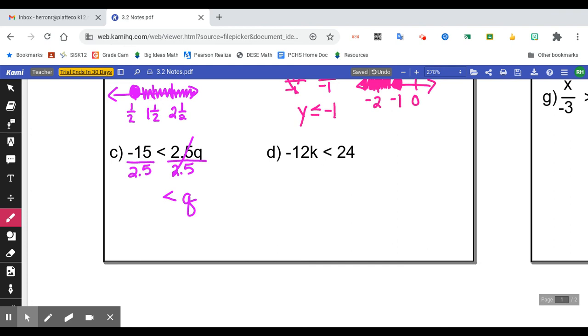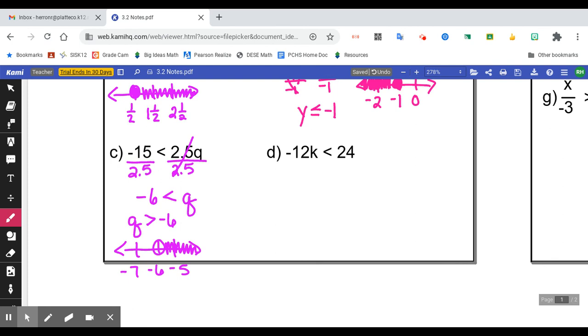Negative 15 divided by 2.5 is negative 6. Okay, again, written backwards. So if you need to flip it, we're going to flip everything. Q is greater than negative 6. Draw my line. Negatives count backwards, so I've got negative 7, negative 6, negative 5, open circle, and greater than is to the right.